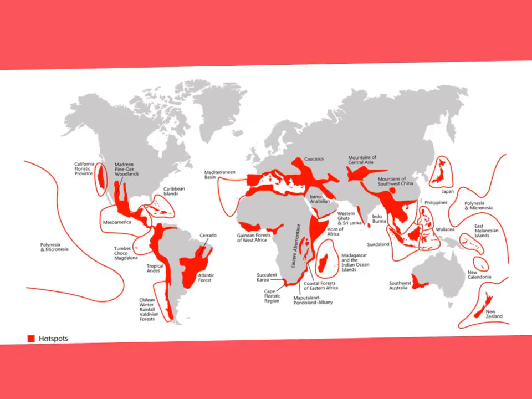You can see here the different distribution of species in different areas of the world. There are 25 areas around the world that we can consider very rich in species distribution. We call those areas hotspots of biodiversity.